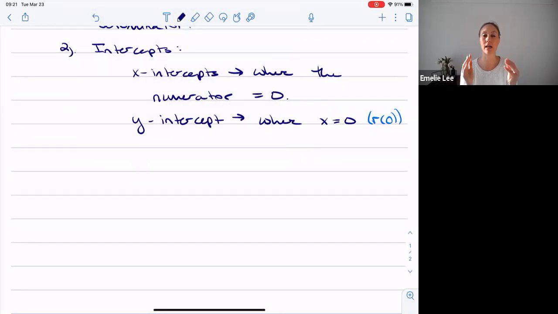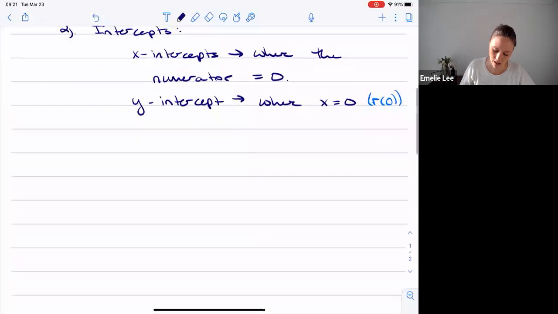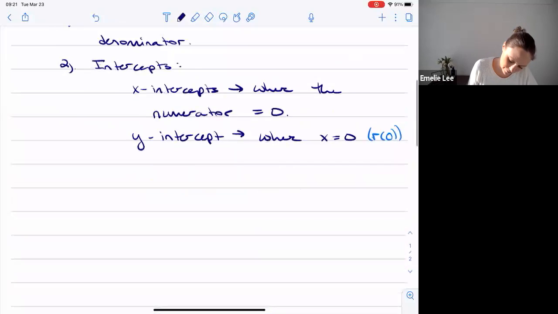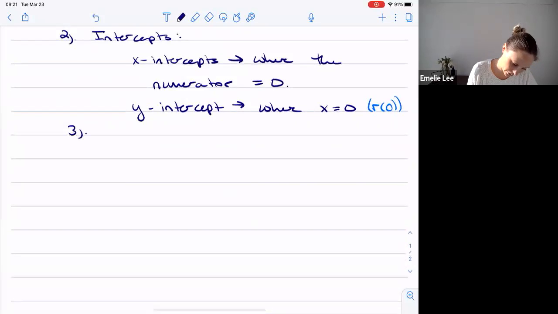So we've already got a lot of information just from the intercepts, right? We know where it crosses the x-axis. We know where it crosses the y-axis. Actually, it will only be one y-intercept, so that's nice. Great. Our third step is to find the vertical asymptotes.